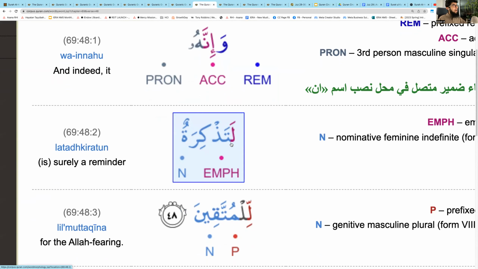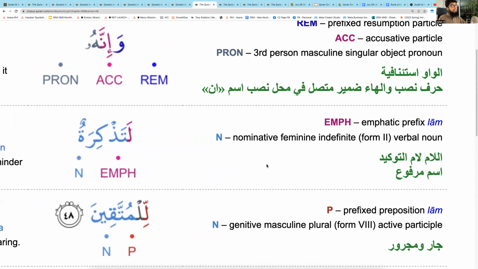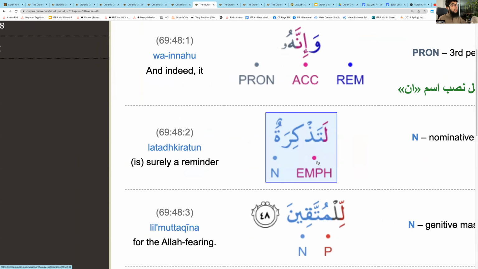Then you have what? La. So this la means emphasis, meaning certainly, definitely. Look at this. This is a different la. It's not the la that we have in the shahada. That is lam alif. This is just lam fatha. Quick, la. So la means la.